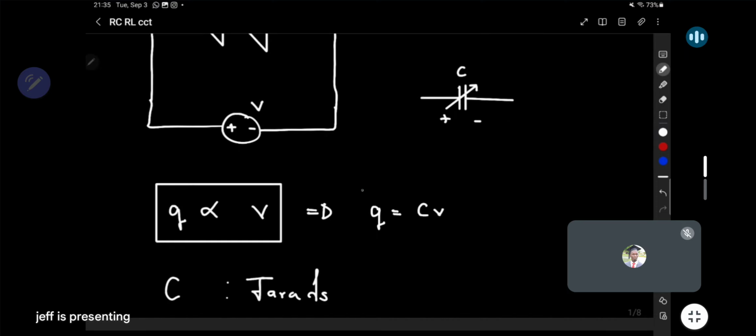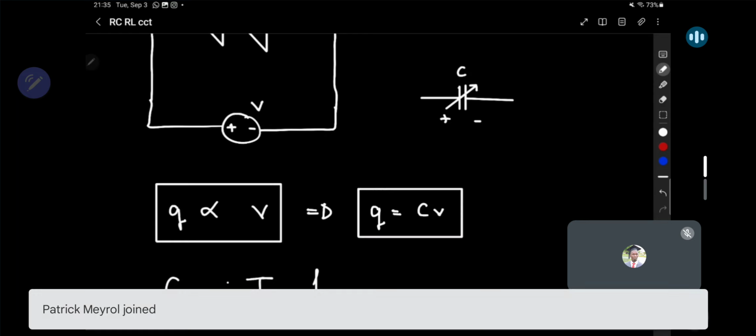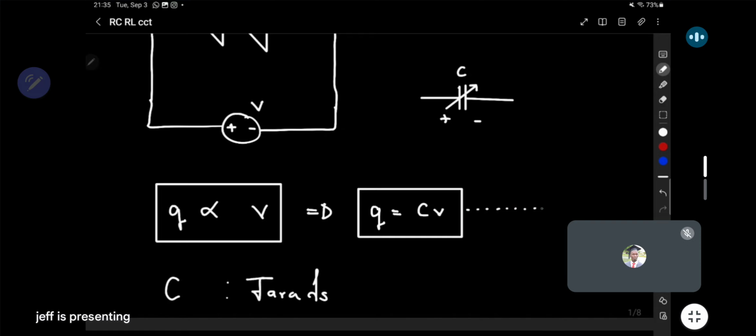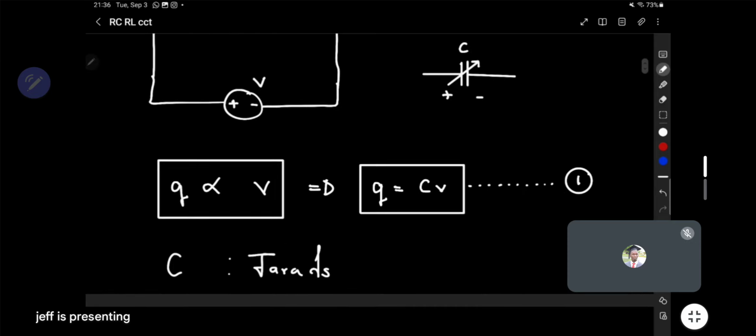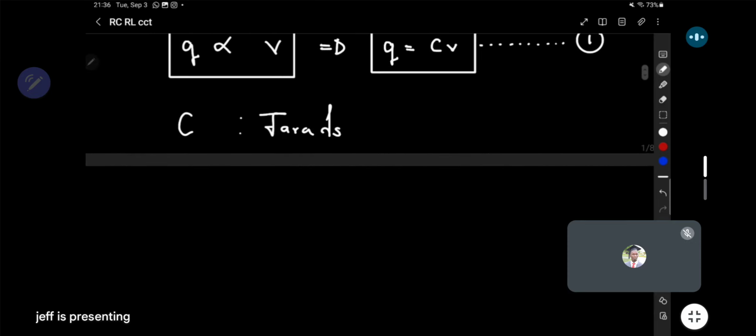Now, this expression that we have just come up with, the one that tells us how much charge a capacitor stores, we're going to hold on to it. It's going to be among the important expressions whenever we're dealing with capacitors. And when we look at that, we have charge is equal to capacitance times voltage.